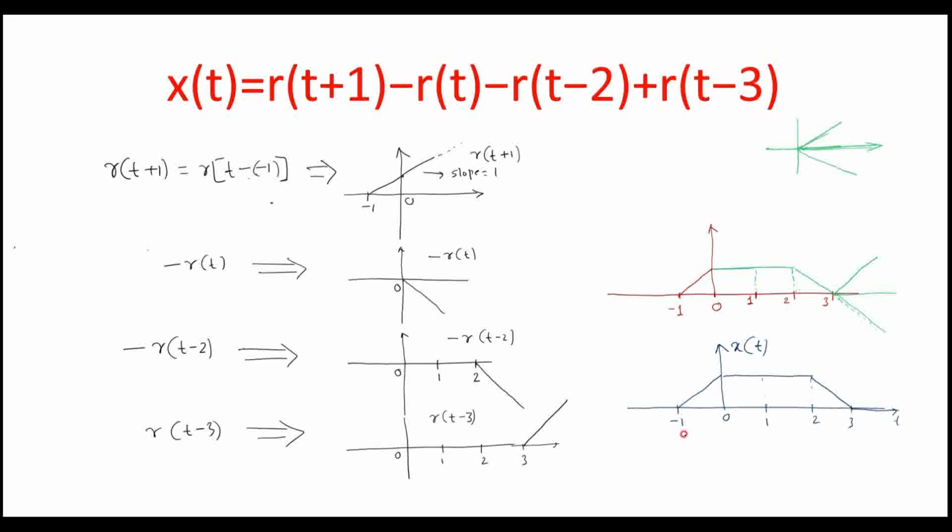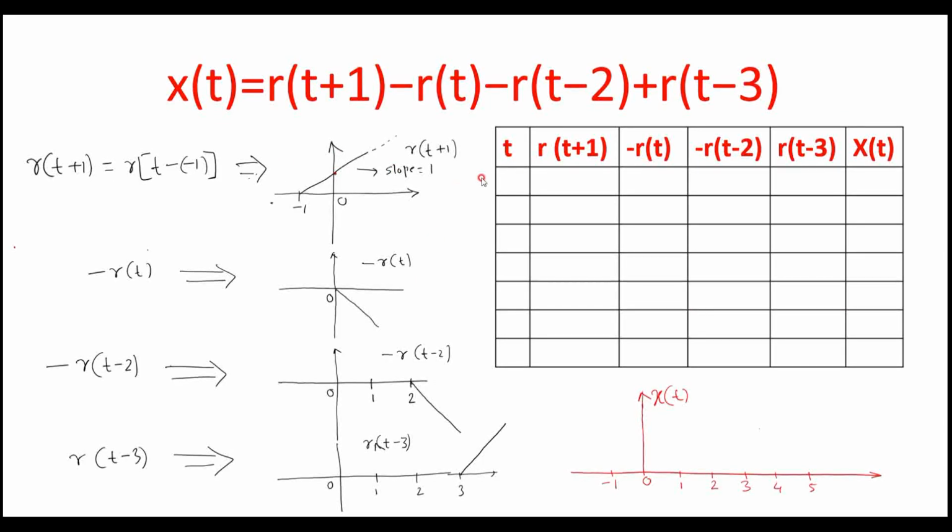Now I will explain one more method to draw this x of t signal with the help of 4 ramp signals. Now we'll try to plot x of t using this tabular method. We'll consider t equal to minus 1, that is at t equal to minus 1, the value of r of t plus 1 is 0, the value of minus r of t is 0, minus r of t minus 2 is 0, this is 0, resulting x of t signal is 0. That is at t equal to minus 1 the value is 0.